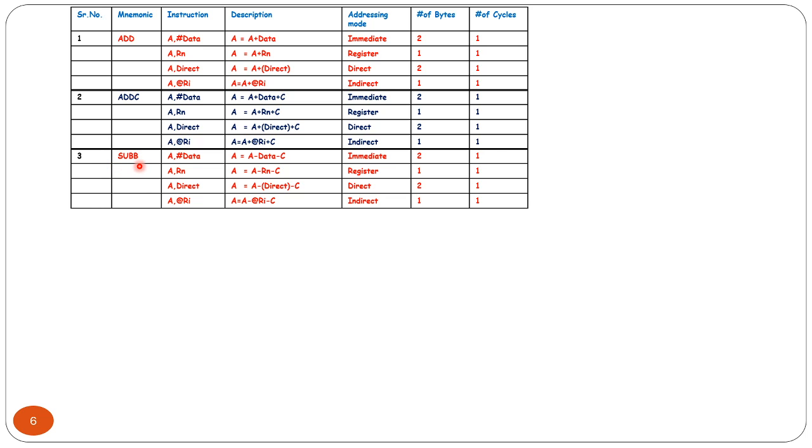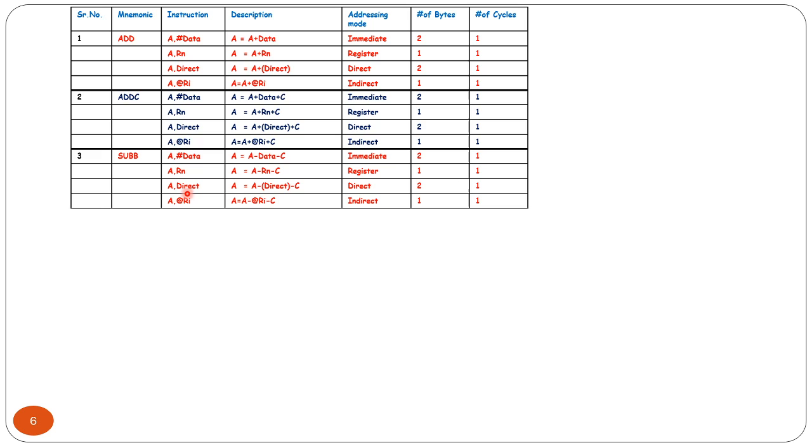SUBB, subtract with borrow, A, Rn: the content of the CY flag bit and the content of the general purpose register specified by the PSW register RS0 RS1 bits are subtracted from the accumulator, and the result is stored in the accumulator. Register addressing, 1 byte is needed to store this 1 byte instruction, and the machine cycle required is 1.